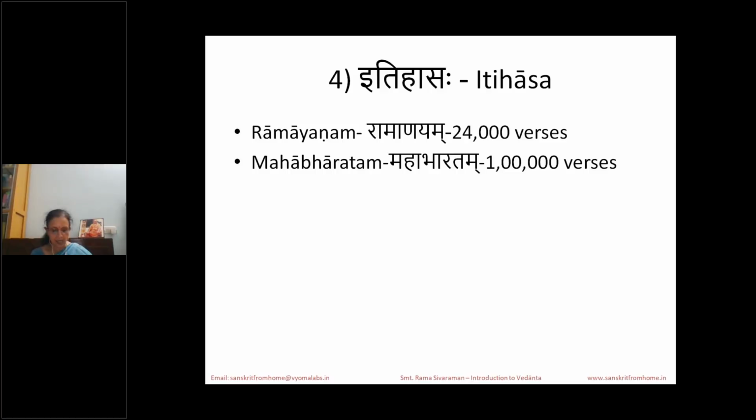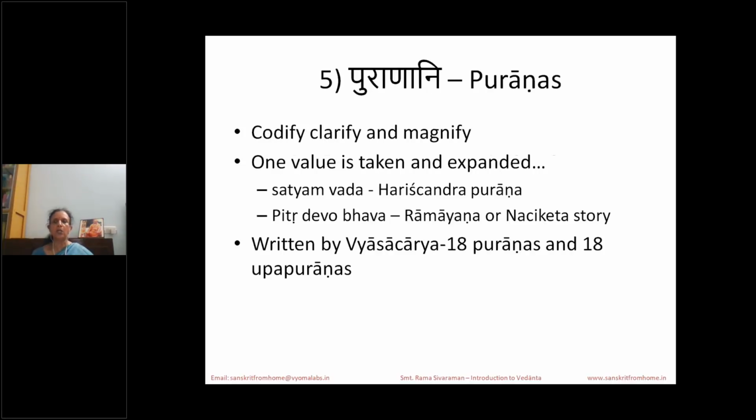So Itihasa is a very large literature, right, which we call the fourth layer. Now, with the fourth and fifth layers, you really can't say 3 is 5 or 5 is 4, because there are some overlaps, right? But it is important to note that Itihasa is a very voluminous and large layer. Then come the Puranas, right? Now, the Puranas' main job was to codify, clarify, and magnify, right?